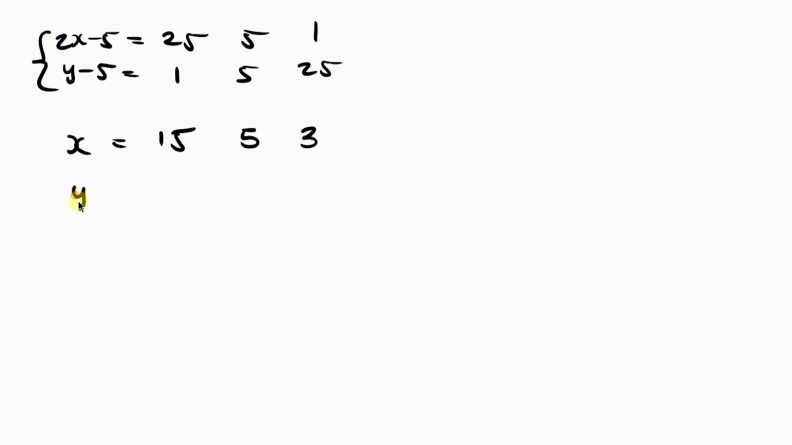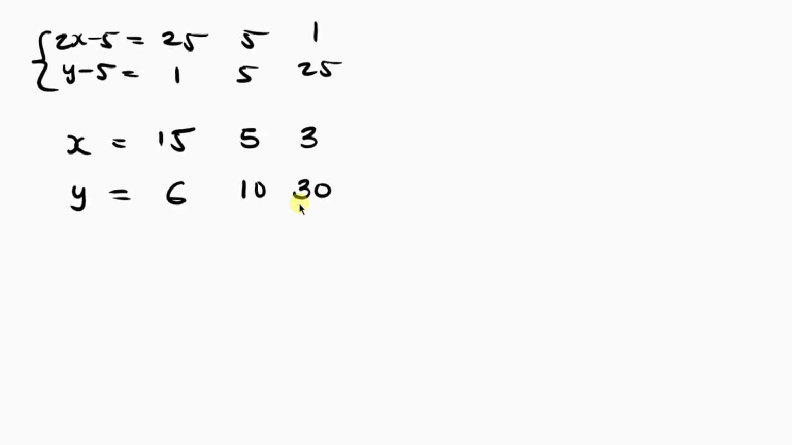So let's get the value for y. For the value of y, I'll move this negative 5 to the right hand side to become positive 5. So that means I'm going to add 5 to each of these terms to get the value for y. So 5 plus 1, I'm going to have 6. 5 plus 5, that's 10. 5 plus 25, that's 30.